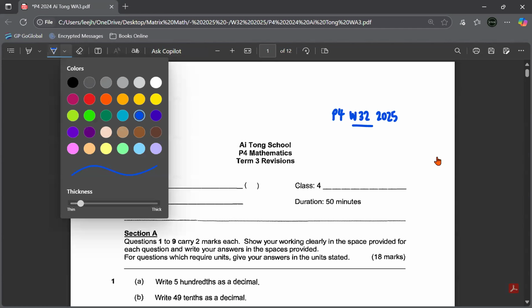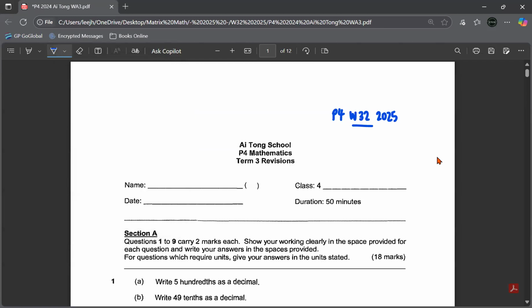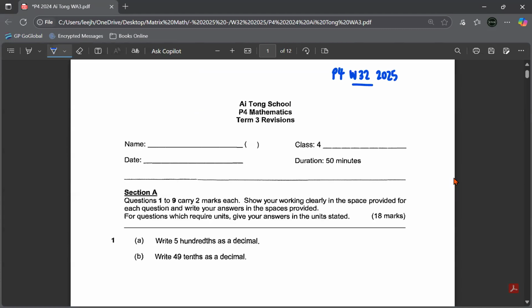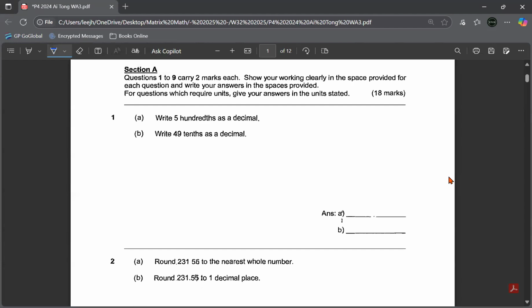The exam paper is from Tong. This is the Tong WA3 paper, from the year 2024. So, okay, let's look at the first question. Question one says, write 500ths as a decimal.